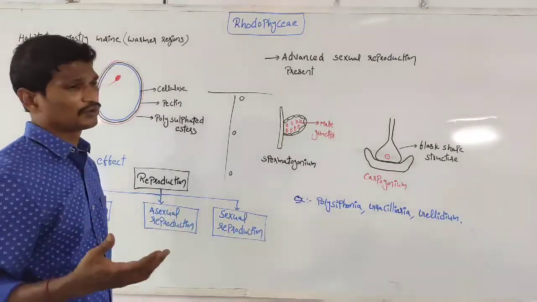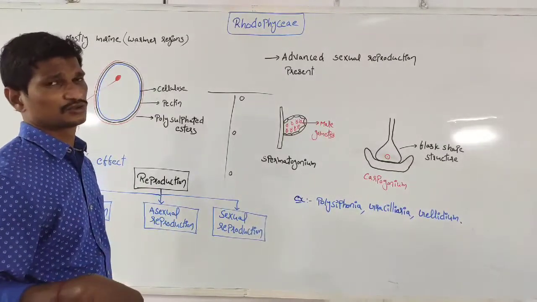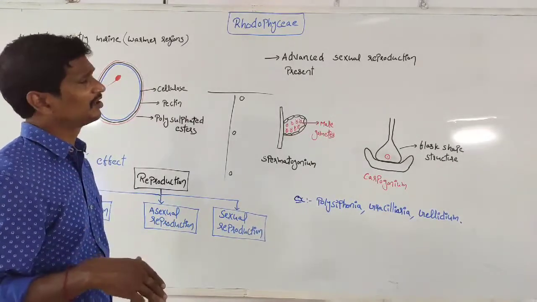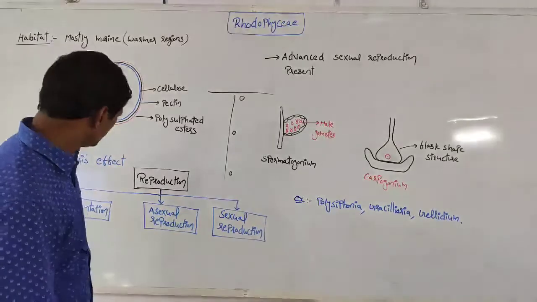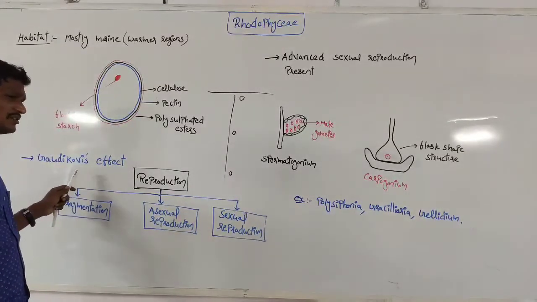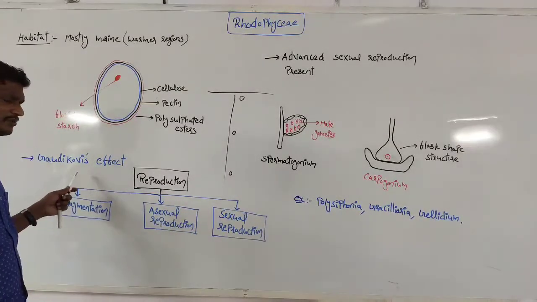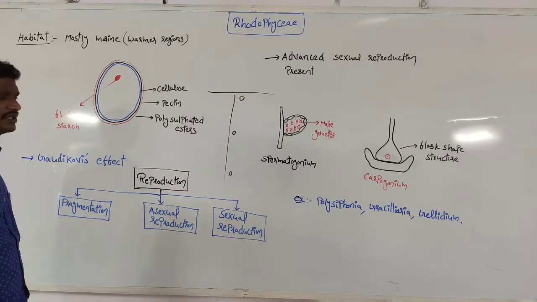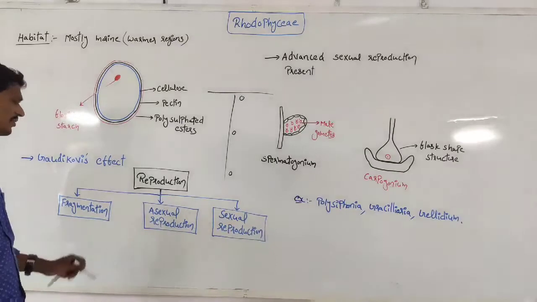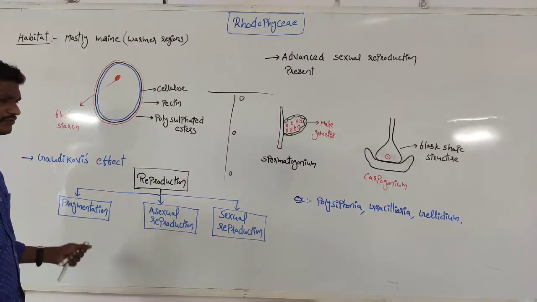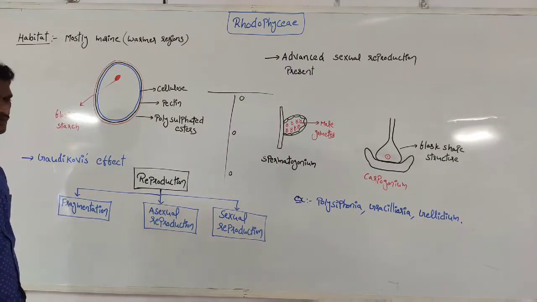Even red algae grown far from sunlight, in the very deep regions of the ocean, can grow. The color change based on the depth of the ocean is called the Gaidukov effect. As for reproduction, there is fragmentation, asexual reproduction, and sexual reproduction.